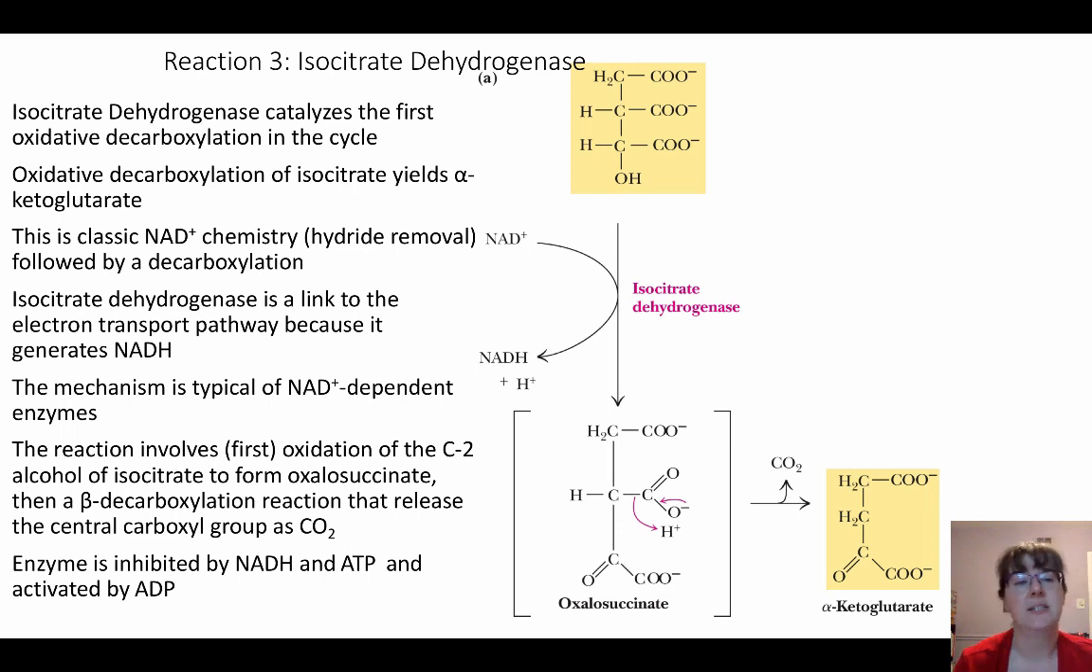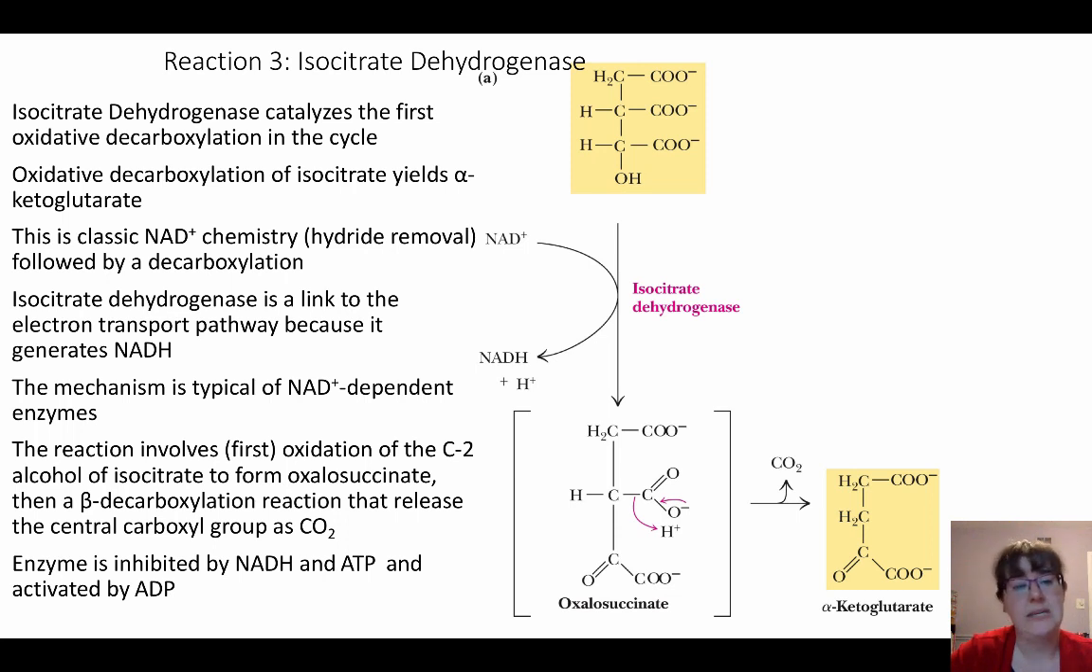This is the first oxidative decarboxylation in the cycle. This is fairly classic NAD+ chemistry. So we are removing a hydride from our isocitrate to get to, in this case, oxalosuccinate, which will then be decarboxylated to alpha-ketoglutarate. So just note here that it is the oxidation that actually happens first. And then the beta decarboxylation reaction releases the central carbon as that CO2. So do pay attention here to which carbons are getting released and what our order of operations is.